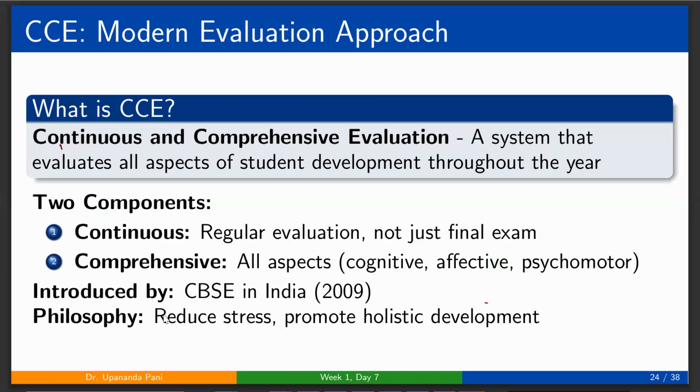Now CCE is basically a modern evaluation approach. It is continuous and comprehensive evaluation, a system that evaluates all aspects of student development throughout the year. So there are two components. One is continuous, that is regular evaluation, not just the final exam. Comprehensive means all aspects. Basically all aspects means what? Cognitive, affective and psychomotor. It was introduced by the CBSE in the year 2009. The philosophy is to reduce stress and promote holistic development.